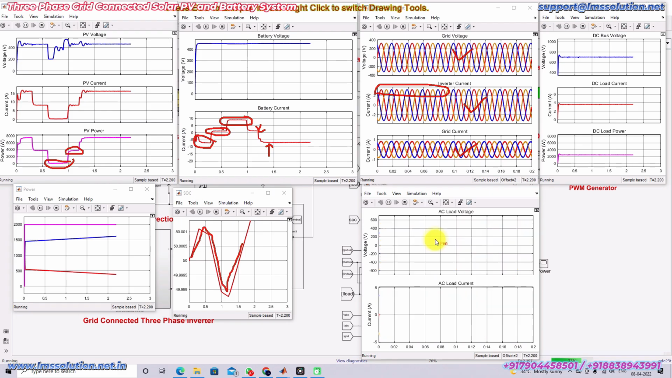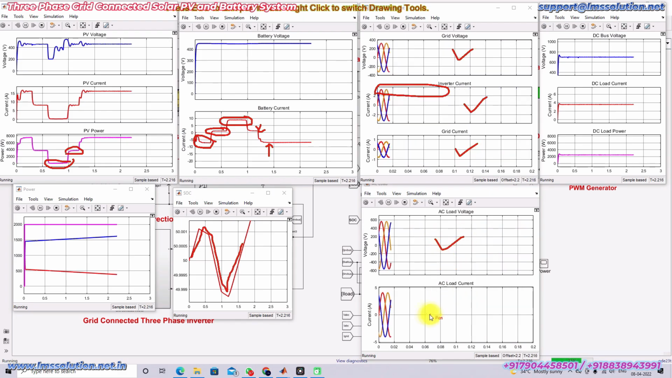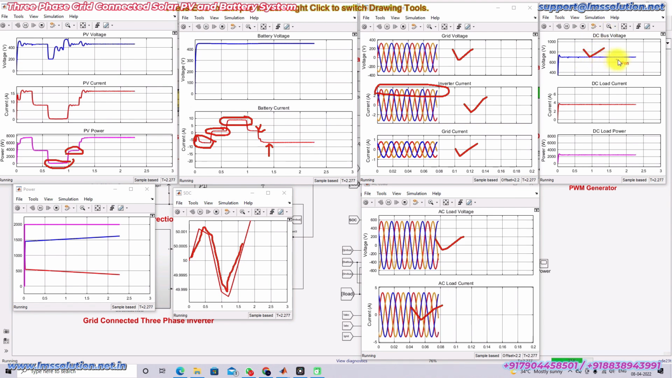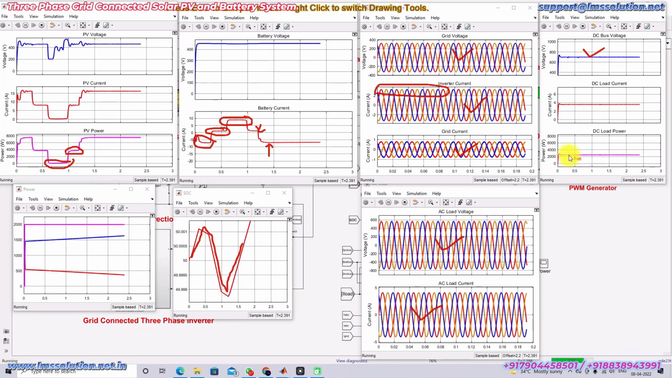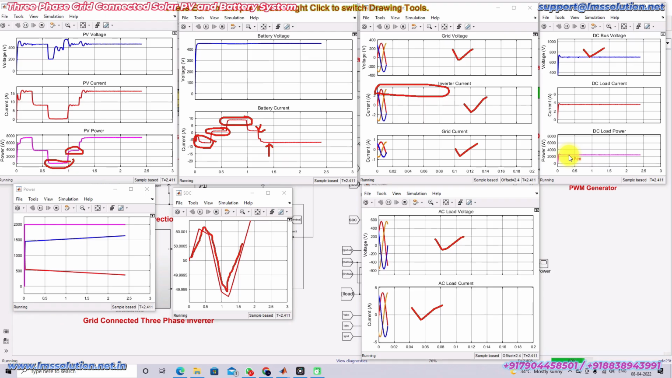Okay, so this is the AC voltage, line to line voltage, and then the AC load current. Here you can see the DC bus voltage is maintained around 700, and then the current of the DC load. This is the DC load power. DC load power is maintained around 2500 watts. So this is the working of the system where we are maintaining SOC at 50%.